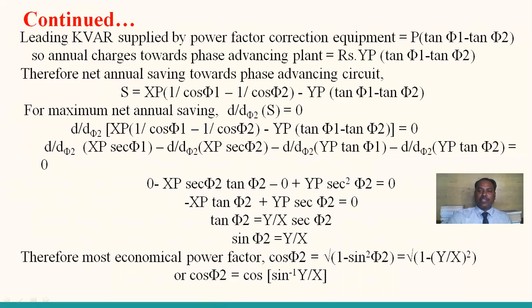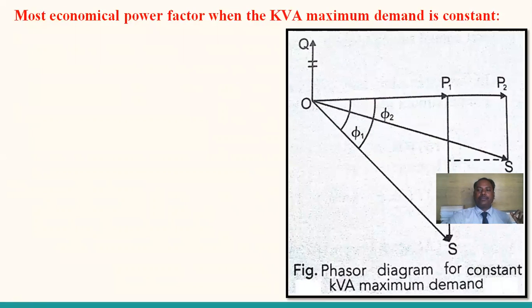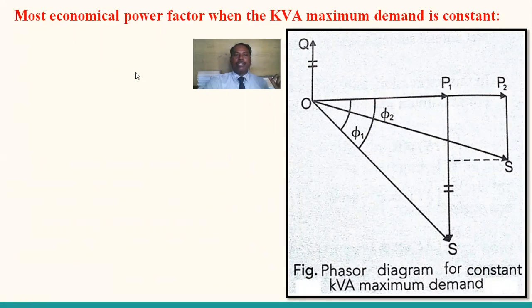The other case is the most economical power factor when the kVA maximum demand is constant. Here also it is the same thing: the most economical power factor is the one at which the net annual saving is maximum, and the net annual saving is the difference between the maximum demand charges and the expenditure incurred for the power factor correction equipment.